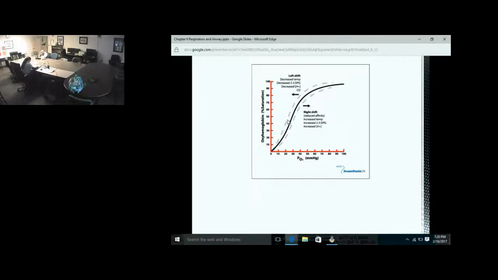A decreased affinity is a shift to the right, and it causes oxygen to dissociate more rapidly, like in acidosis, hypercapnia, and hyperthermia. I think I said that right. It's been a really long day, but it's all on the slides. They make a really big deal about this. So right dissociates more quickly, left says, hell no, you're mine, I'm sticking with you.